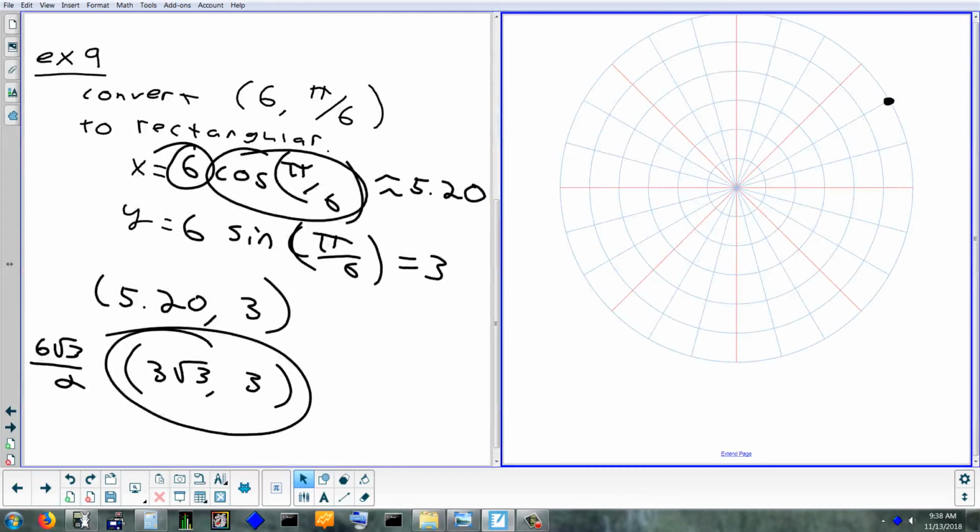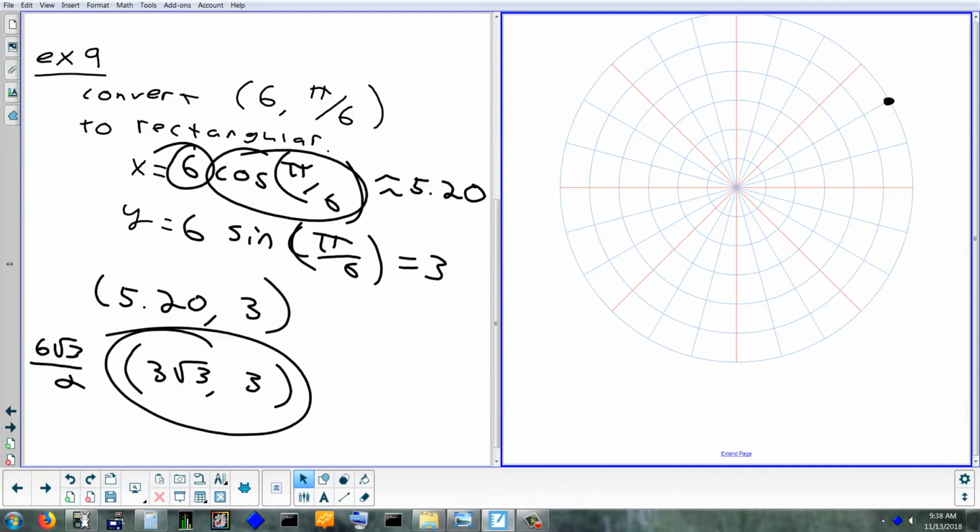6 to the right, and then 30 degrees counterclockwise. Anybody think that that point is wrong? Okay. What I'm going to do is leave the point exactly where it is. I'm going to replace the background behind the point with a rectangular grid.